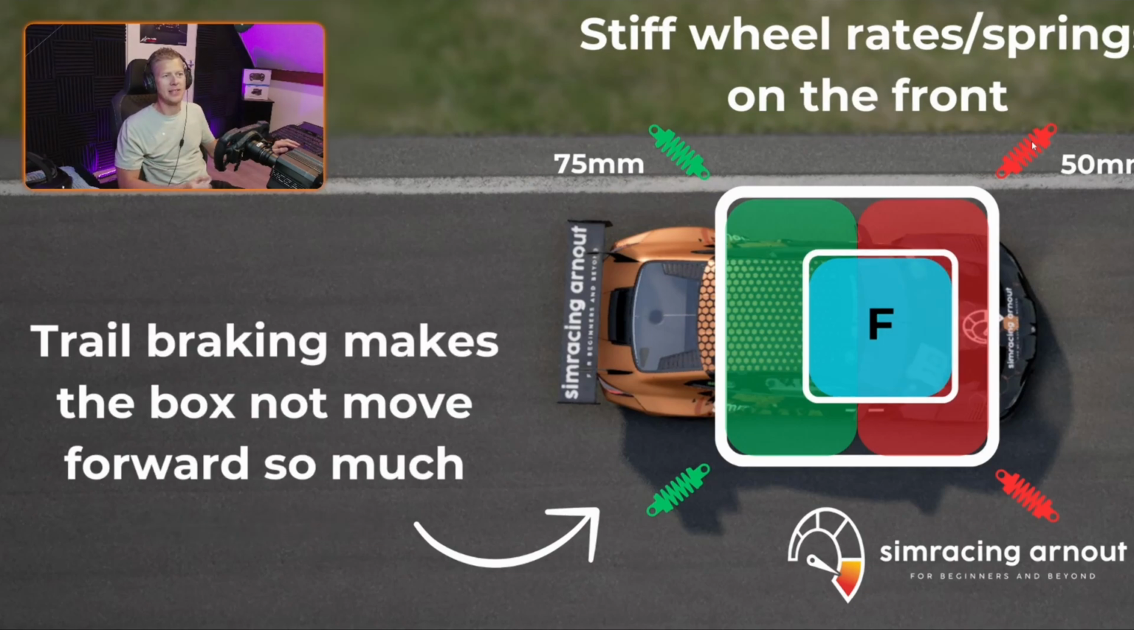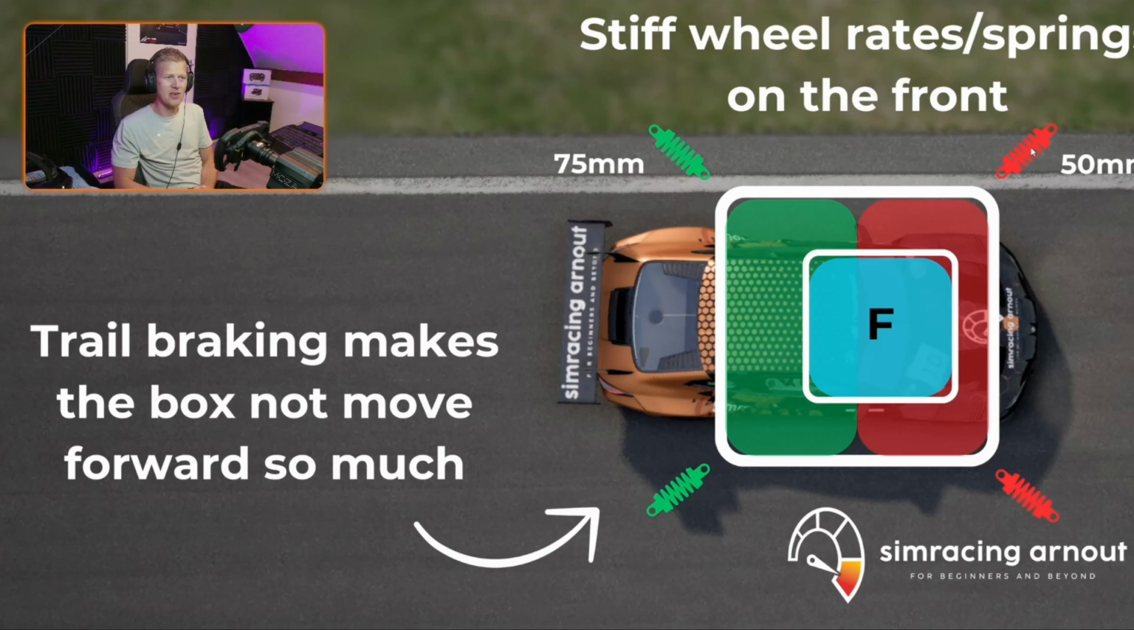Let's say you had stiffer springs in the front, and now you are braking in a slower corner situation. This means the front of the force box will not be allowed to move forward so much, not as much as with lower spring or wheel rates. So in a way this makes trail braking more forgiving, and in the braking zone you will get a more forgiving car.